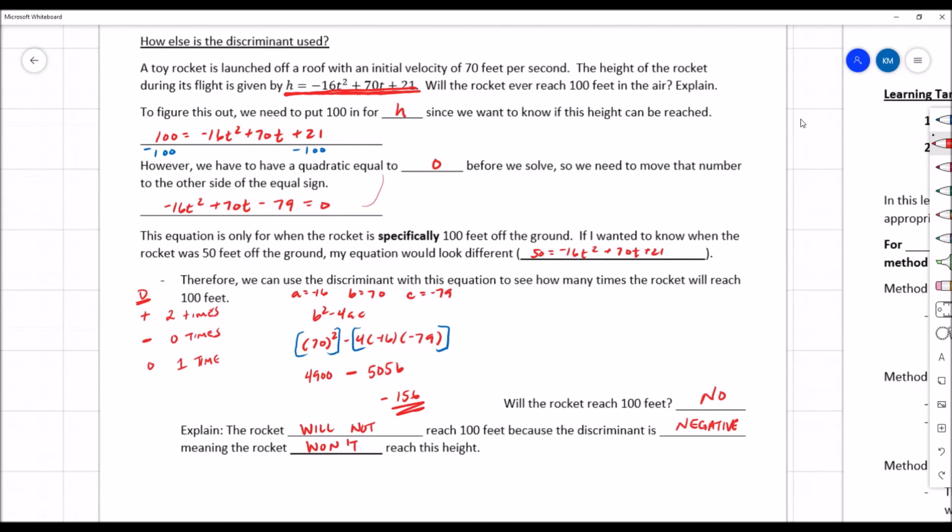So that's using the discriminant to find out how many solutions there are in a problem. That can help you out. It's a good place to start as you're simplifying your quadratic formulas as well, if you haven't been doing that.